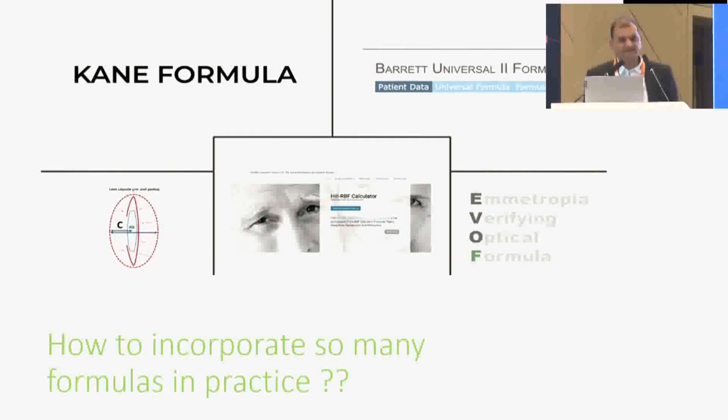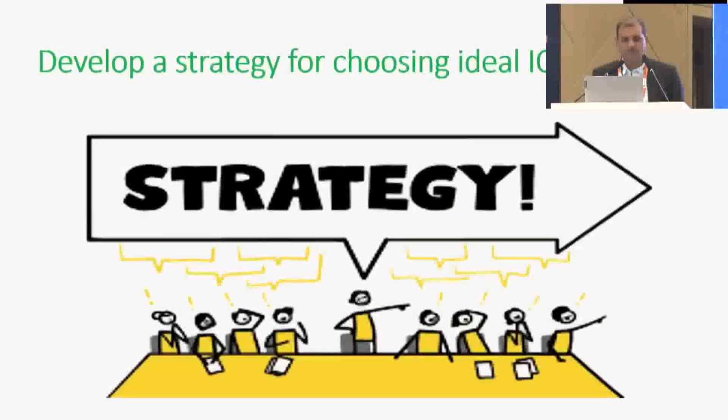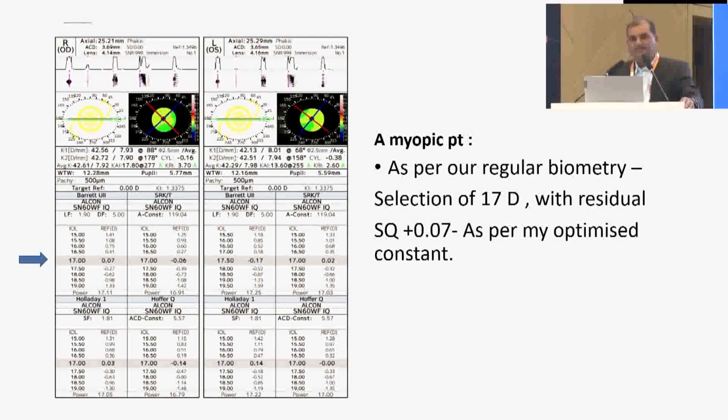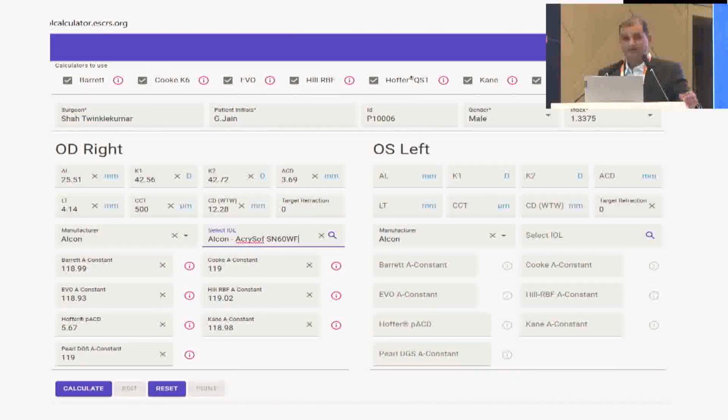How to incorporate these formulas in practice? I will just briefly go through it. You should have a strategy for that. Till now we were considering each and every formula to be calculated separately, and we were optimizing it. Like this patient, suppose the patient is a myope, and I have selected a 17 diopter lens. The spherical equivalent is plus 0.707. Now because we have a calculator, we can calculate so many formulas at a time.